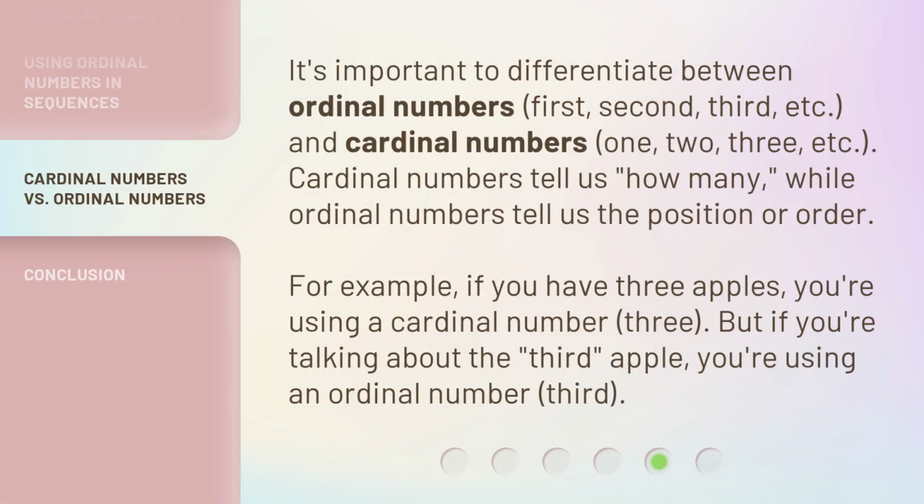It's important to differentiate between ordinal numbers, first, second, third, etc., and cardinal numbers, 1, 2, 3, etc. Cardinal numbers tell us how many, while ordinal numbers tell us the position or order. For example, if you have 3 apples, you're using a cardinal number, 3. But if you're talking about the third apple, you're using an ordinal number, third.